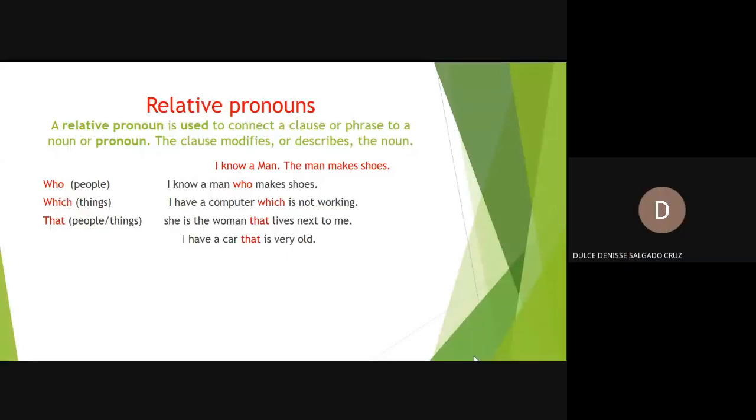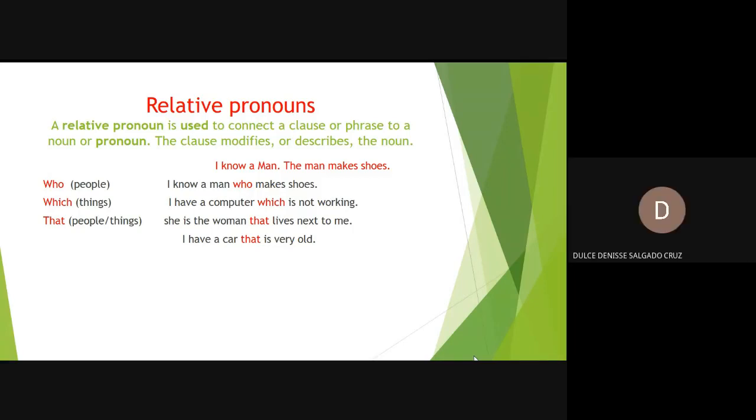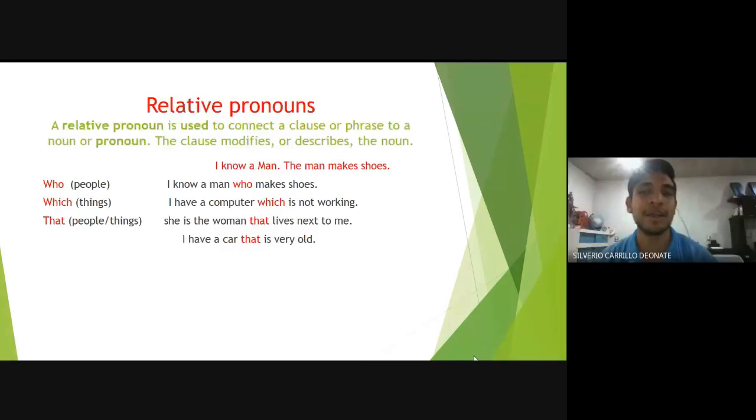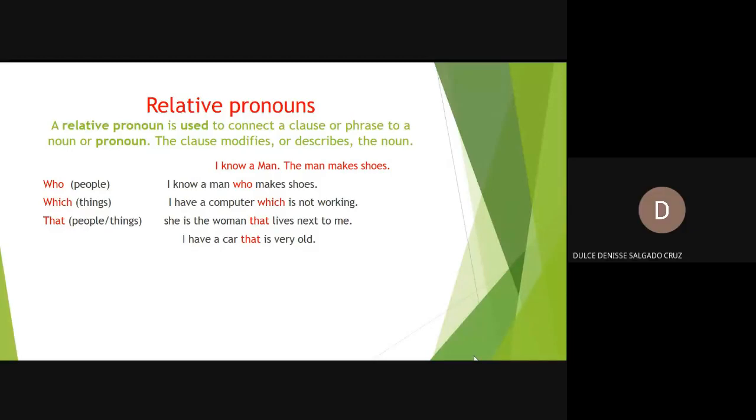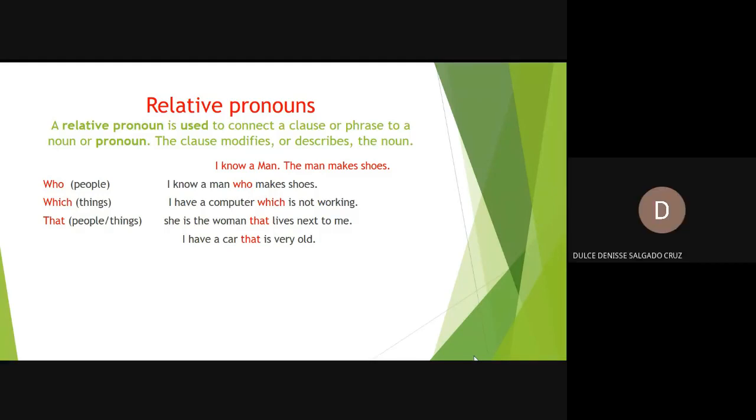I have several things which are not longer working. Okay. Working, yes. The candies that I like with the takeout picafresas.